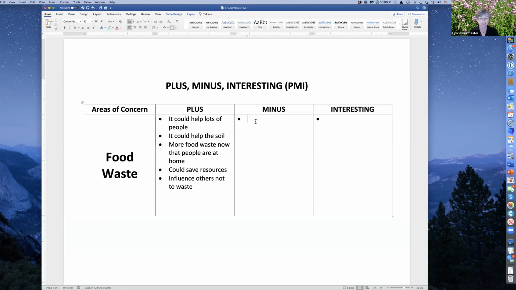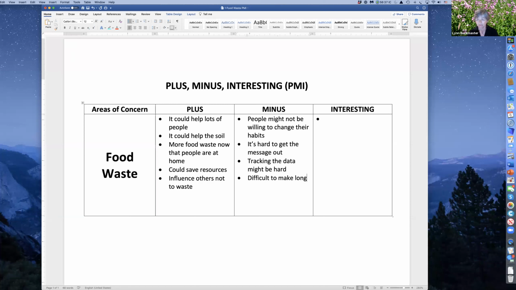People might not be willing to change their habits. It's hard to get the message out. Tracking the data might be hard. Difficult to make long-term changes. Others might already be addressing this topic.